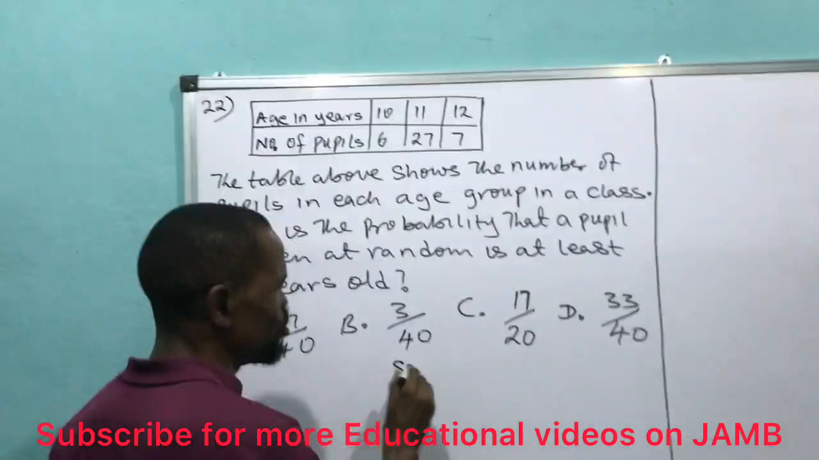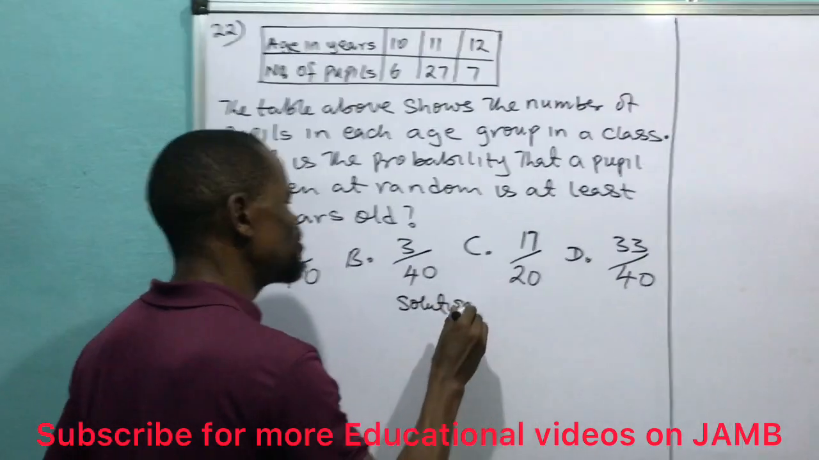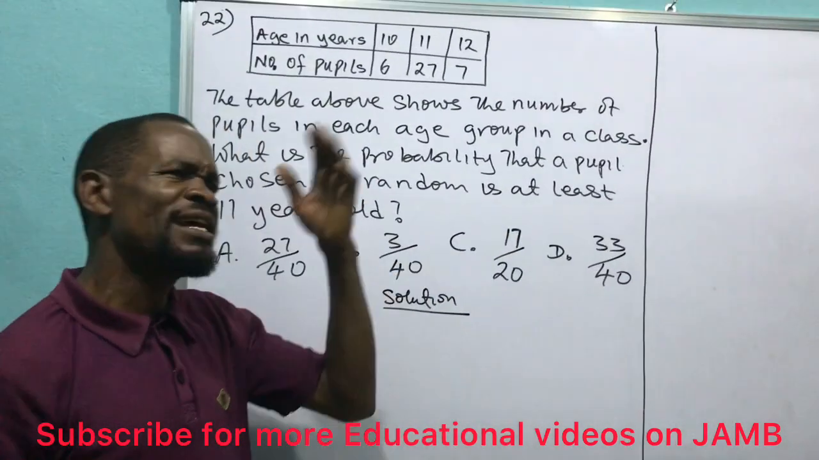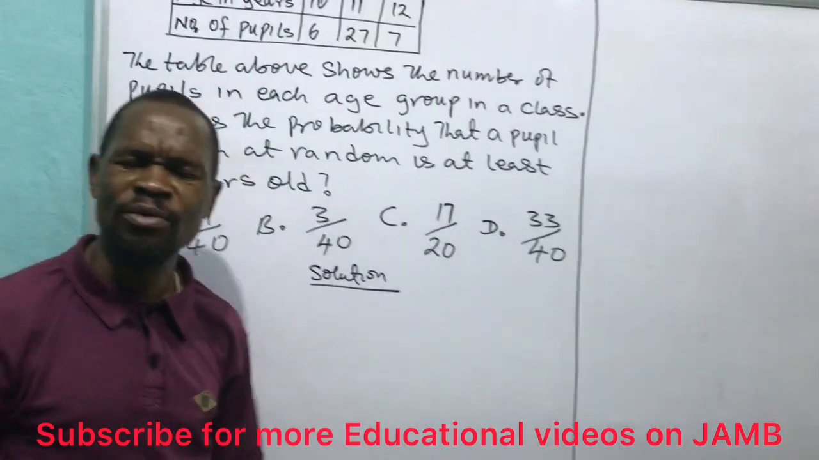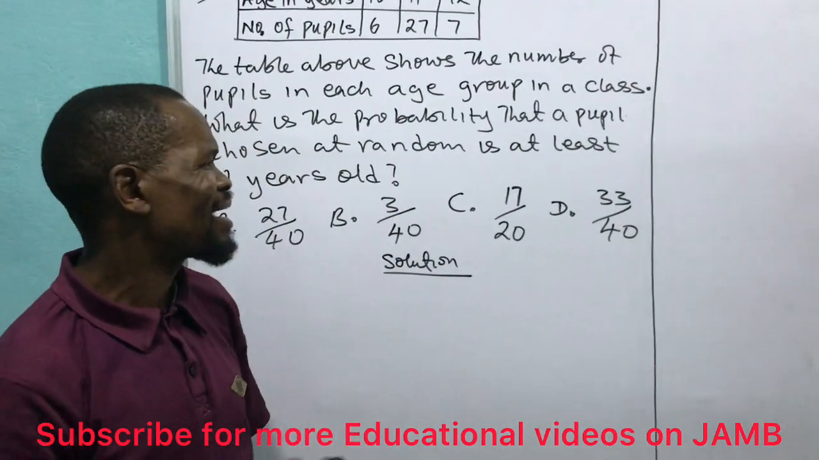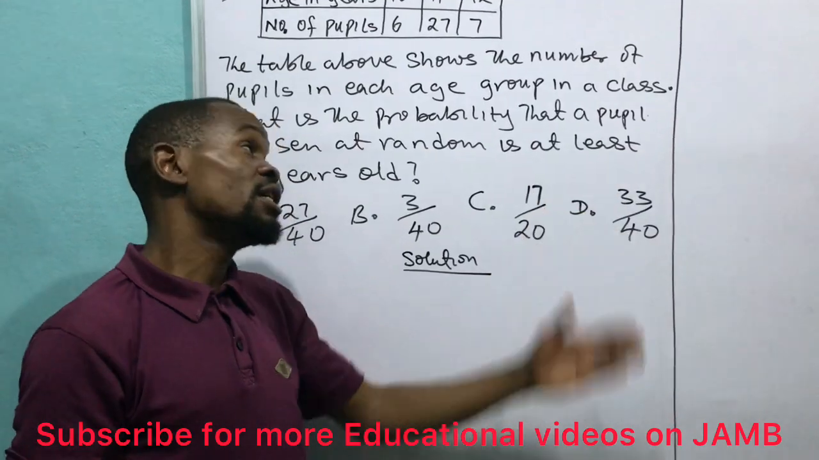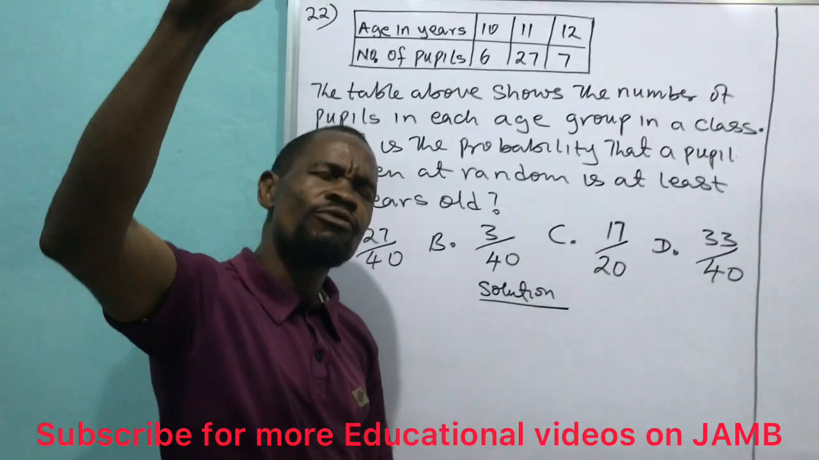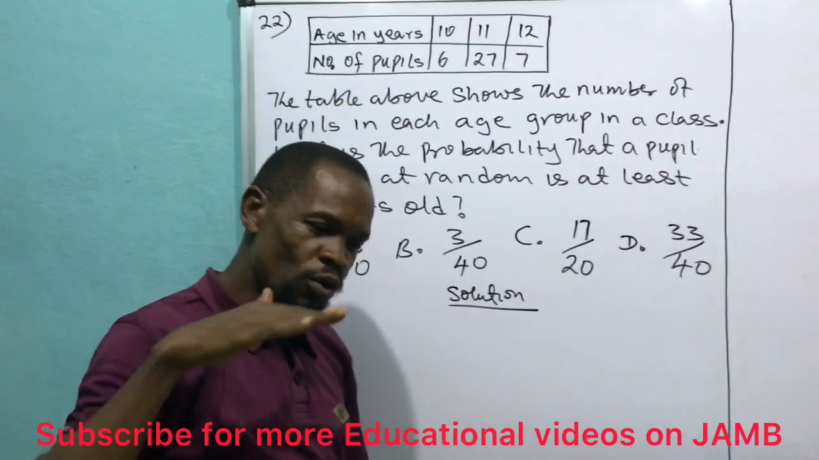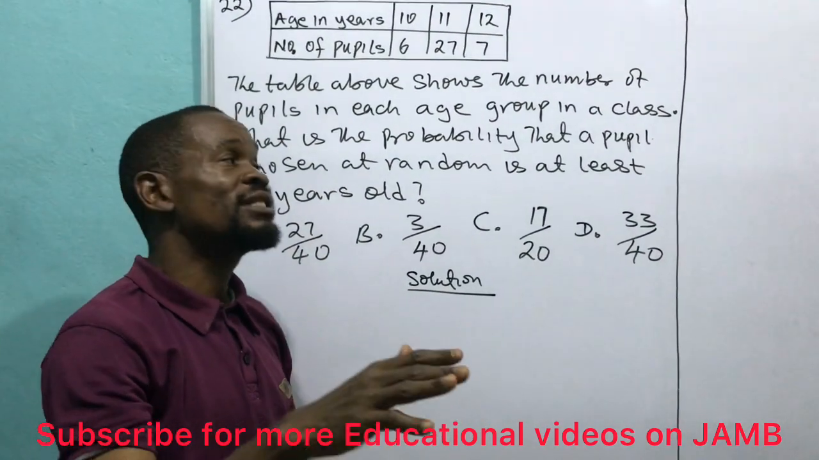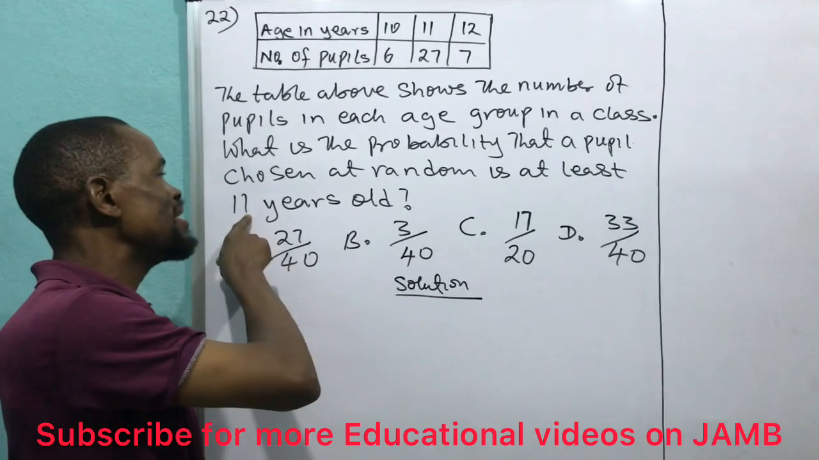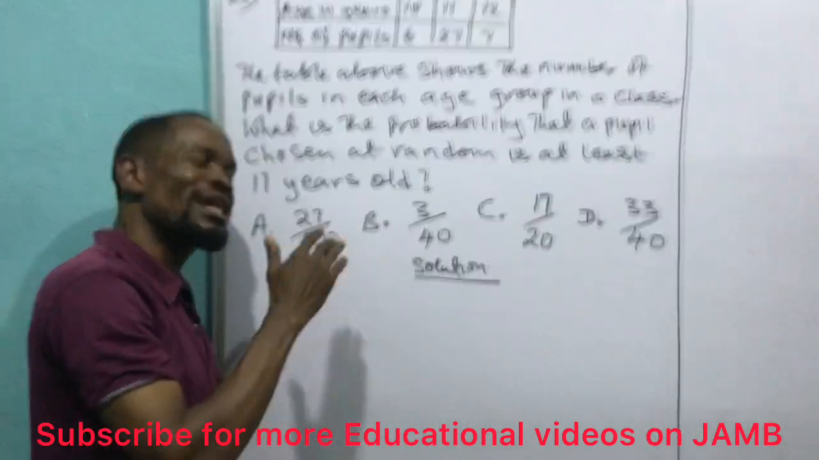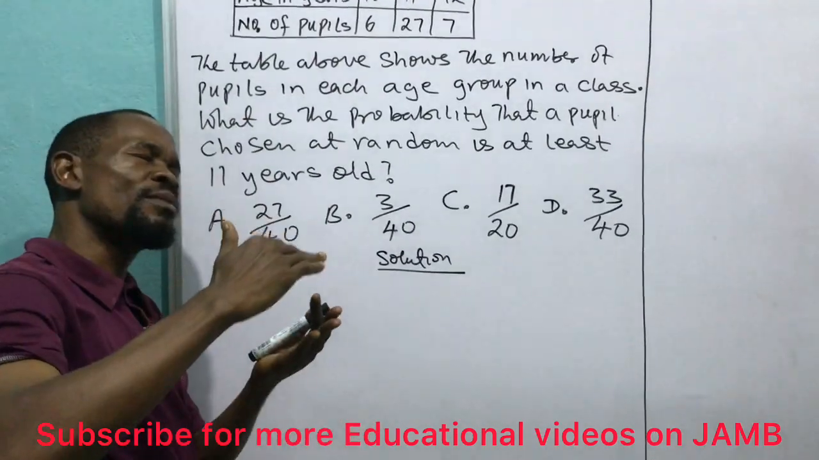Let's go to our solution. But before we go into solving this, what do we mean by at least? I have explained it somewhere in our class before. At least means from the highest value, from the highest mark, to the stated value. What is the stated mark? The stated mark now is 11 years old. From the highest to 11 years old. That's what we mean by at least.